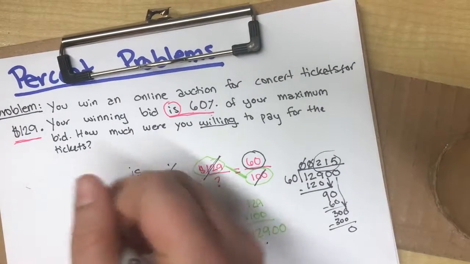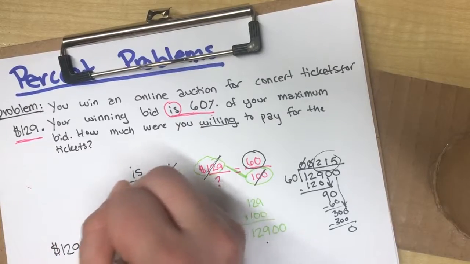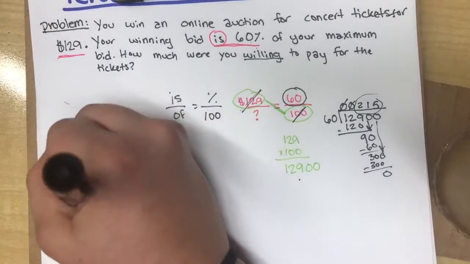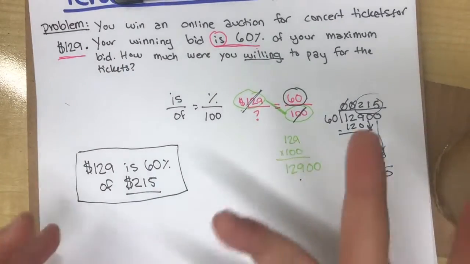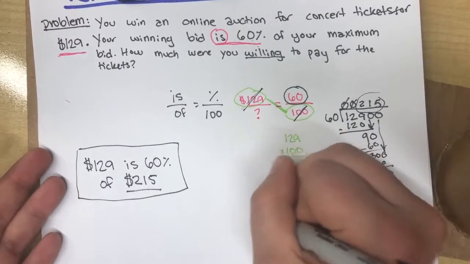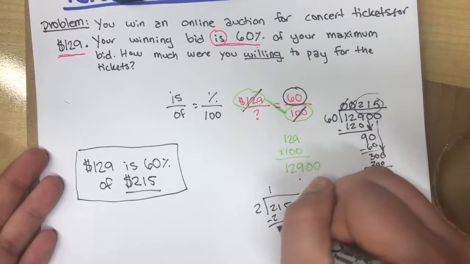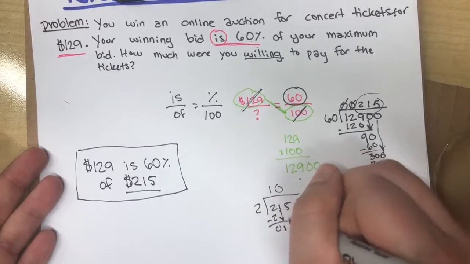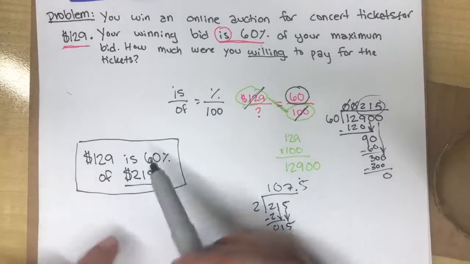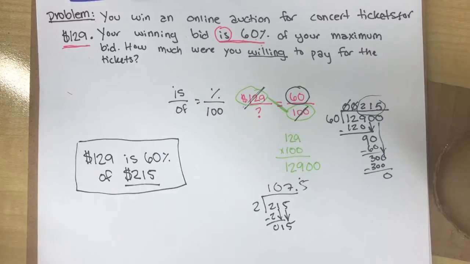So we can write this out as a sentence. $129 is 60% of $215. And we can double check our work and just generally by seeing, does this make sense? Like, what is half of 215? So about 107.5 is 50% of this. So it makes sense that another 10% would be around 129.